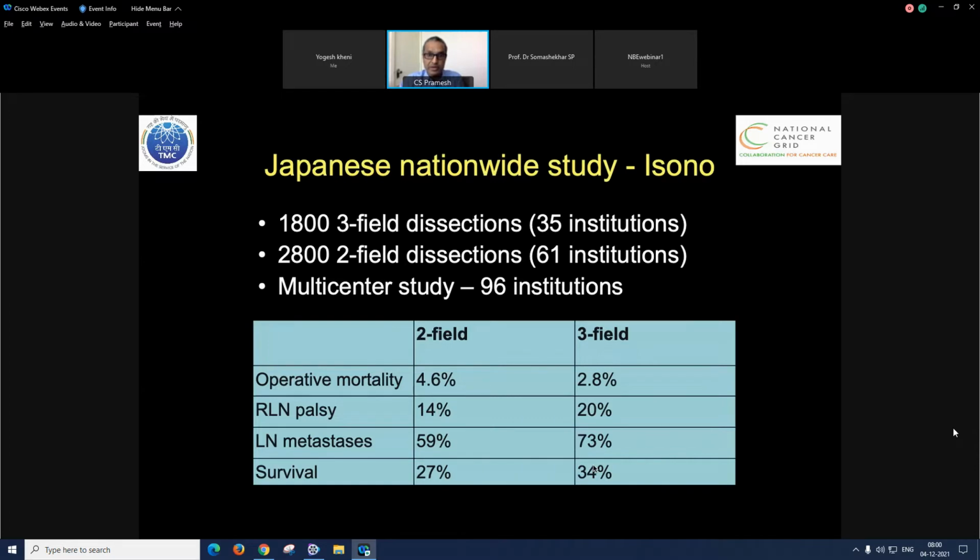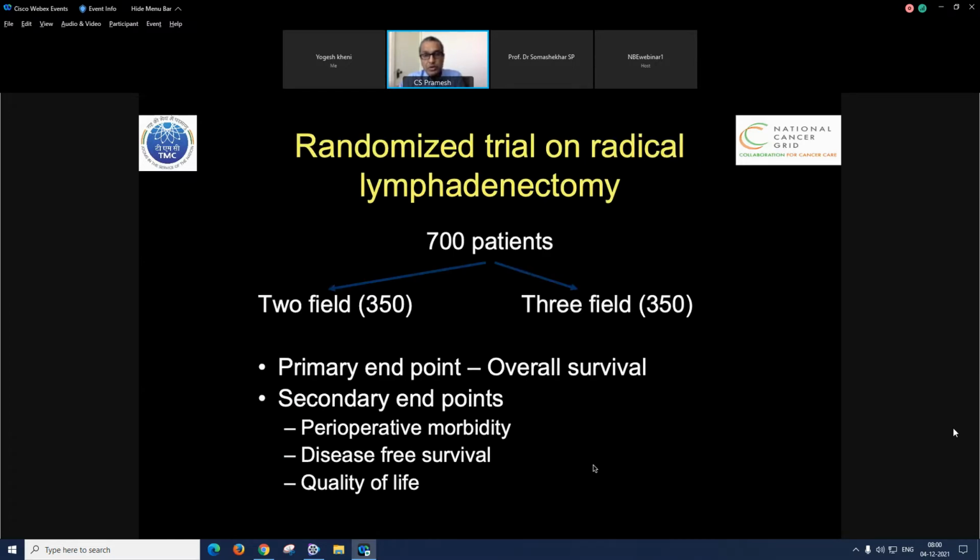So what you're seeing here is that even in the real world, there does seem to be an improvement in outcomes with the 3-field lymphadenectomy. At the Tata Memorial Center, we have just concluded the world's largest randomized trial on radical lymphadenectomy, where we randomized 700 patients, in equal numbers, to 2-field and 3-field, with a primary endpoint of overall survival. We completed recruitment of the 700 patients a year and a half back, and we're waiting for the survival results to mature before we publish the results of this study.